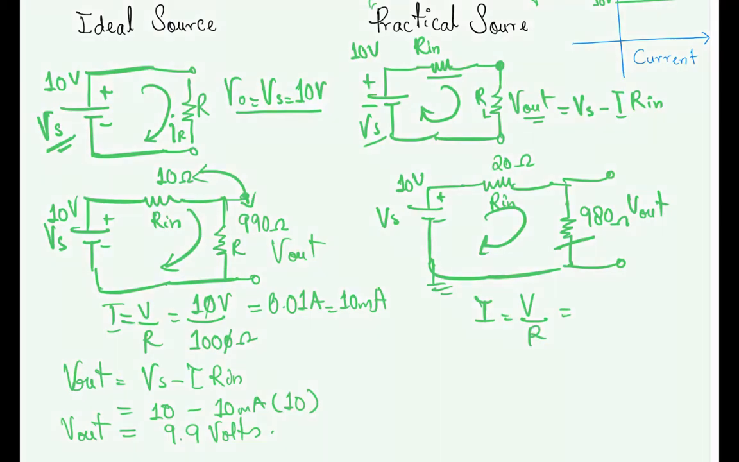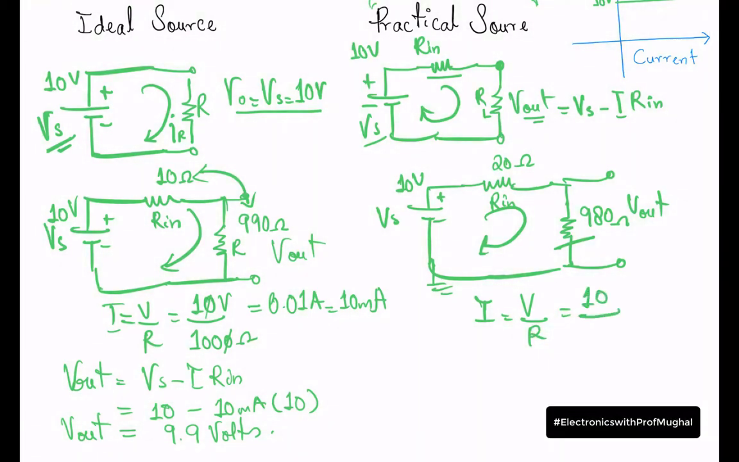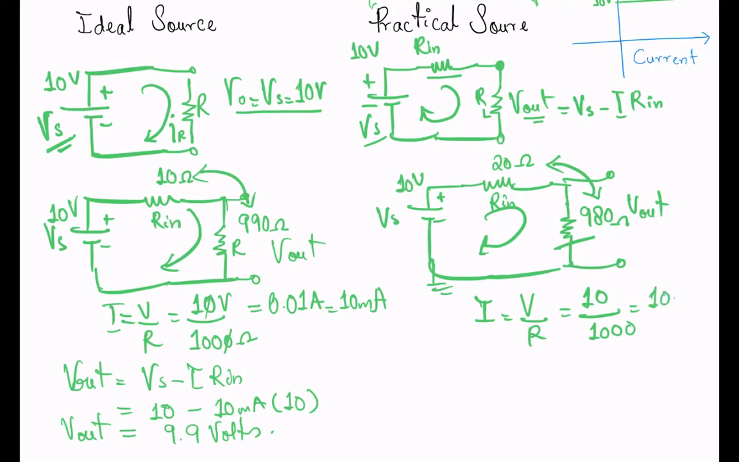Remember the voltage is 10 volts, and in series the resistance of this circuit is going to be 1000 ohms, again the sum of these two. So we get 10 over 1000, which is 10 milliamps. If you notice, we had 10 milliamps over here as well. So even though I have changed the resistance, the current does not change. Let's see what happens to the output V out, the voltage across these open terminals.